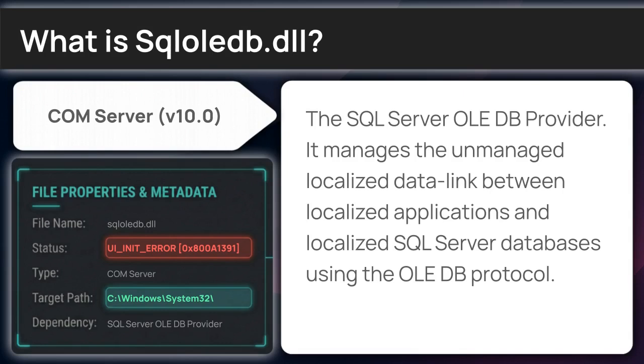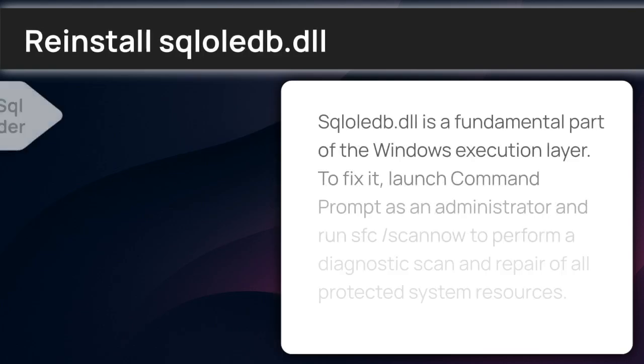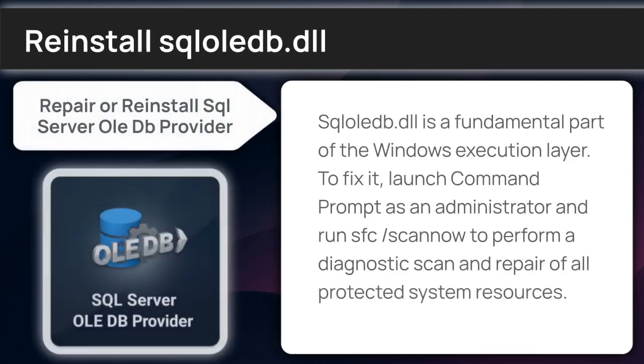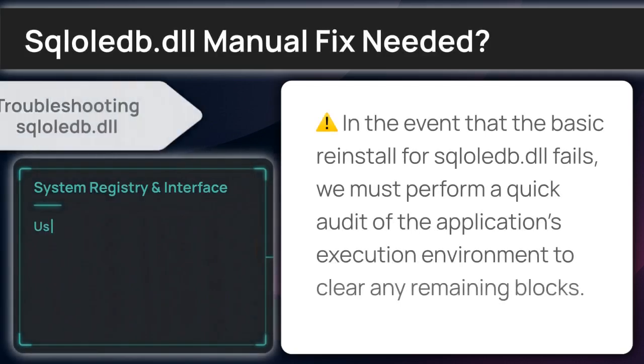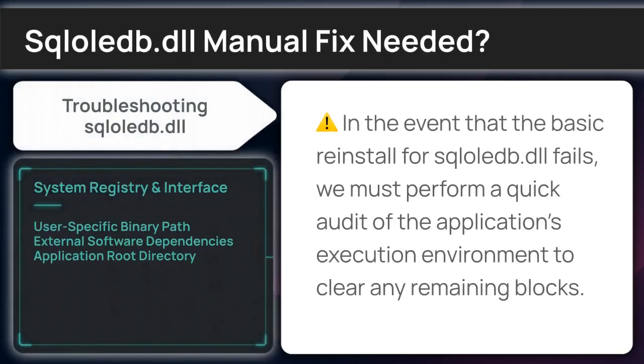Since we've identified what's missing, let's try the official recovery method. Sqloledb is a fundamental part of the Windows execution layer. To fix it, launch command prompt as an administrator and run sfc /scannow to perform a diagnostic scan and repair of all protected system resources. When a standard reinstall doesn't cut it, we move to advanced diagnostic steps to ensure the system is properly configured.